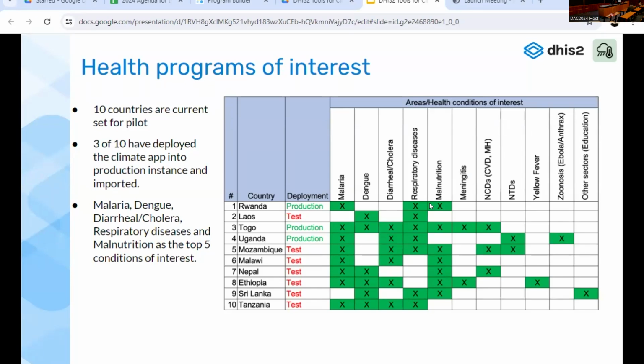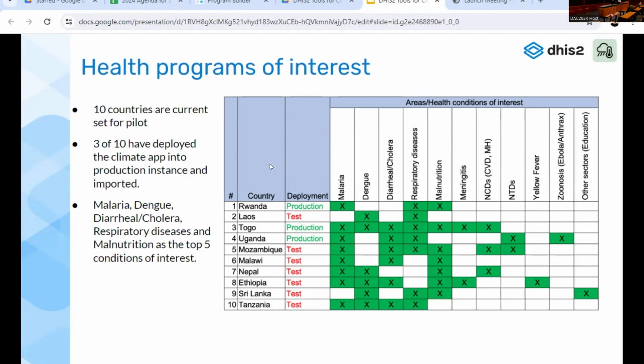But the key thing we want to highlight here is the program areas of interest. We are seeing a lot of interest in malaria, a lot of interest in dengue, diarrheal diseases, respiratory infection, and malnutrition as really the top 5 areas of interest for this climate and health work. So just for you to know, these are the areas of interest. I know sometimes there could be new areas that are coming up.